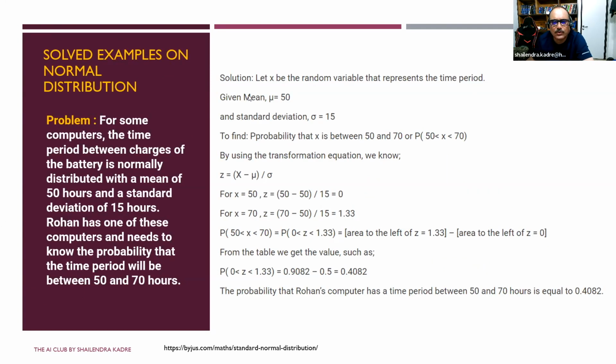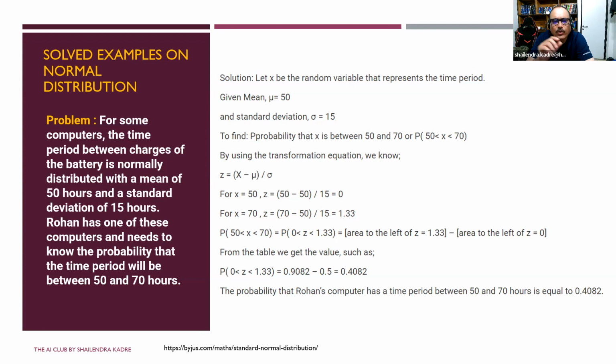Okay, so now let us see the solution on the right hand side. Mu is given as 50. Mean is 50. Given standard deviation equal to 15. We want the probability of x, our random variable, varying between 50 and 70. That is given by P(50 < x < 70). That is the representation.